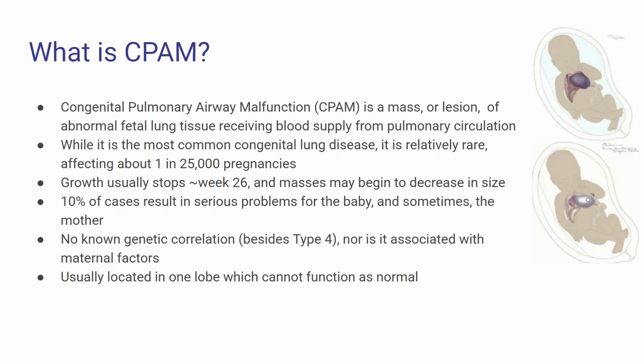10% of cases result in serious problems for the baby and sometimes the mother as well. There's no known genetic correlation besides type 4. I'll be going over the different types of CPAM on the next slide. And neither is any case associated with maternal factors. Usually, CPAM is located in one lobe, which cannot function as normal.